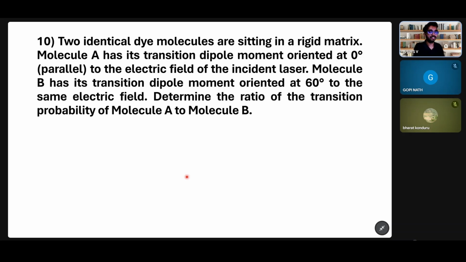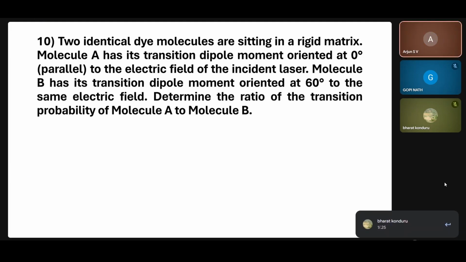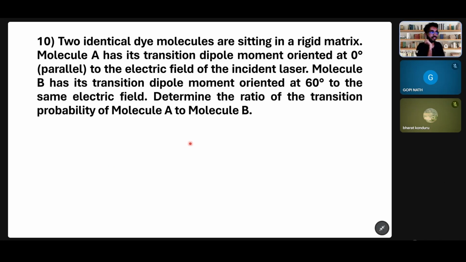And the transition dipole moment is also mentioned here. One is 0 degree, which is exactly parallel to the electric field. The other one is 60 degree to the electric field. Yeah, 1 by 0.25. So that is the answer, which is basically 4.